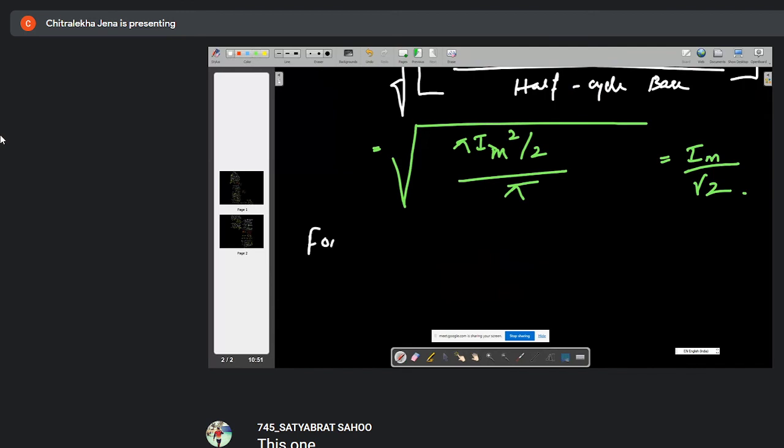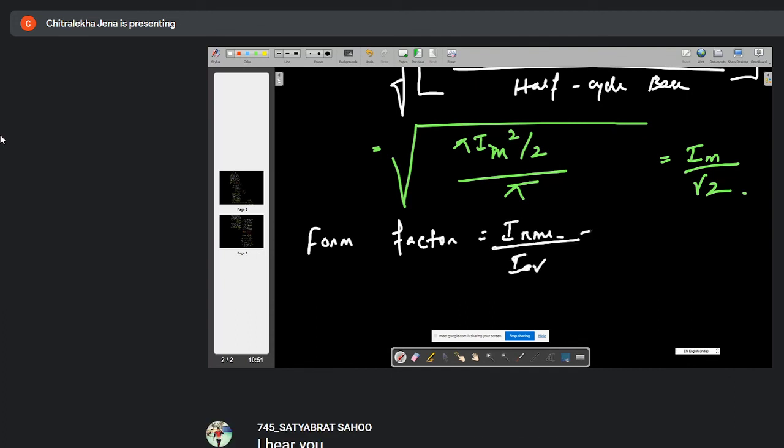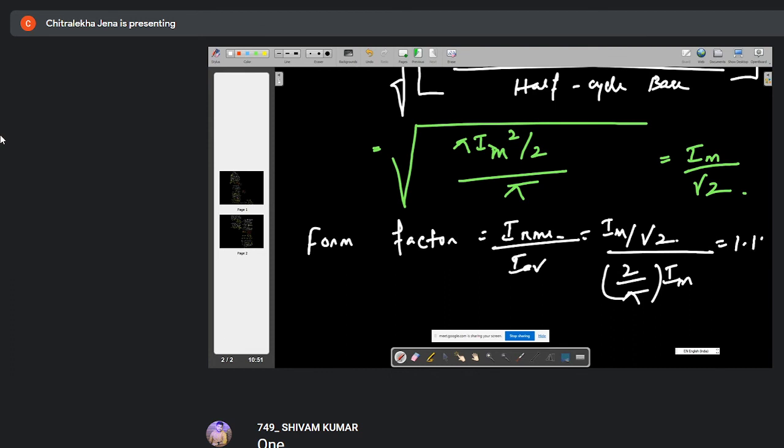Form factor will be equal to how much? IRMS divided by I average. So this will be equal to 1.1. Im by how much? Root Im by 2 divided by 2 by pi, whole into Im. 1 by 2 by pi whole into Im. This is equal to 1.11.